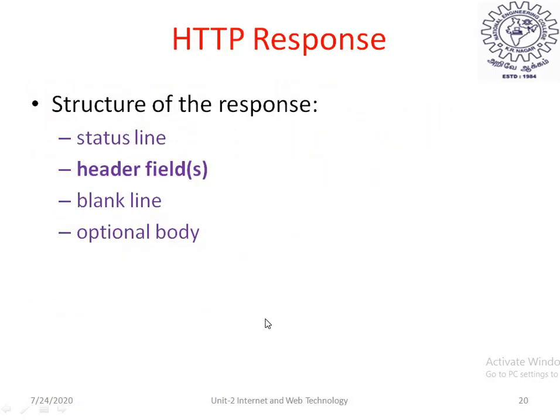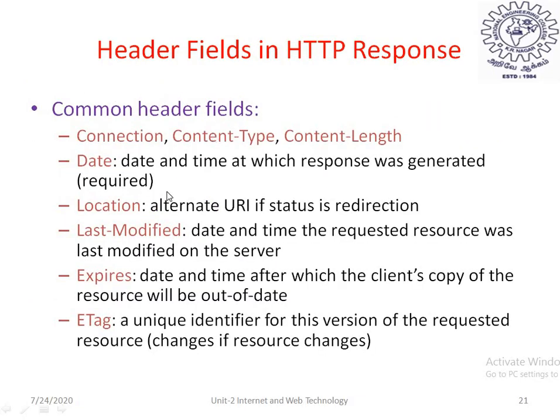Next move on to header fields. So these are the common header fields: connection, content type. Content type I already told. It is used to specify what type of document it is. Content length is length in bytes. Date is nothing but a date and time at which response was generated. Location is nothing but alternate URI.